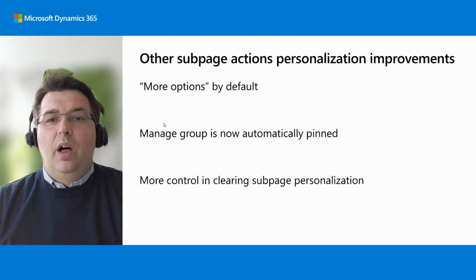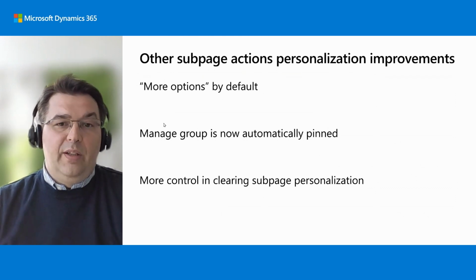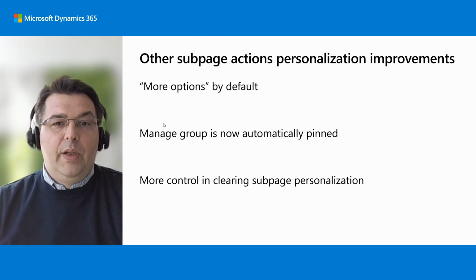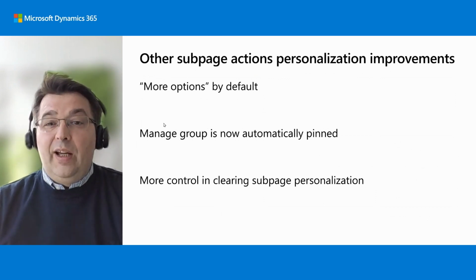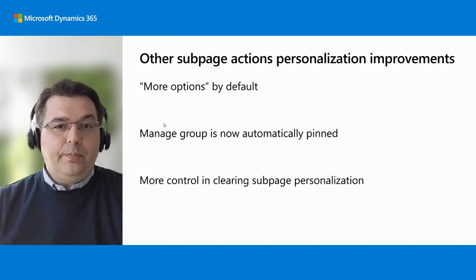Subpage actions are now automatically expanded, which gives you more actions accessible in fewer clicks. This gets enabled when modern action bar is turned on in the feature management page. Manage Group offers one-click access to the most important subpage actions. When modern action bar is turned on, Manage Group will be automatically pinned.